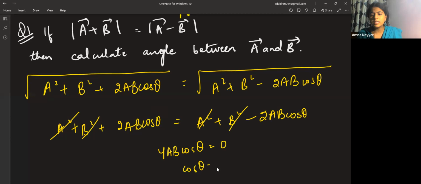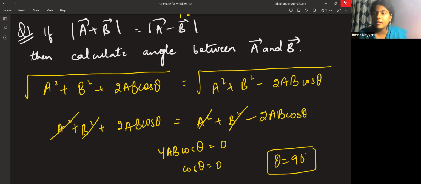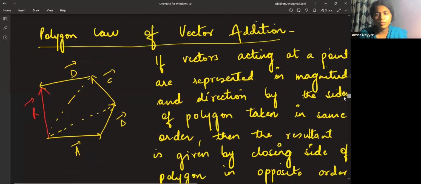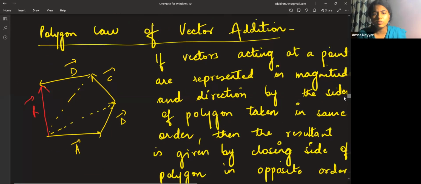Cos theta will be equal to 0. When do we have cos theta as 0? At 90 degrees. So this question is very important. This comes a lot. This gets repeated. Note this down. Then we'll start with the resolution of vectors. That is also very important.